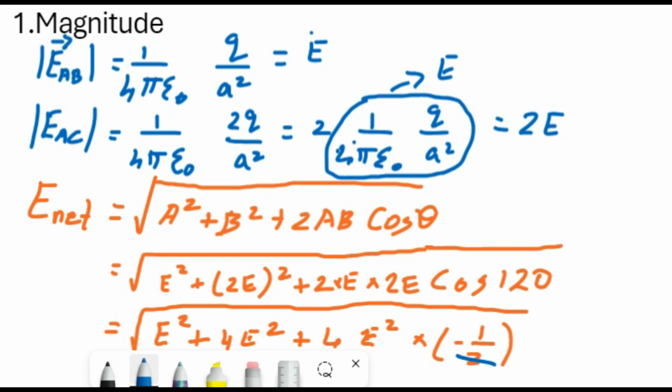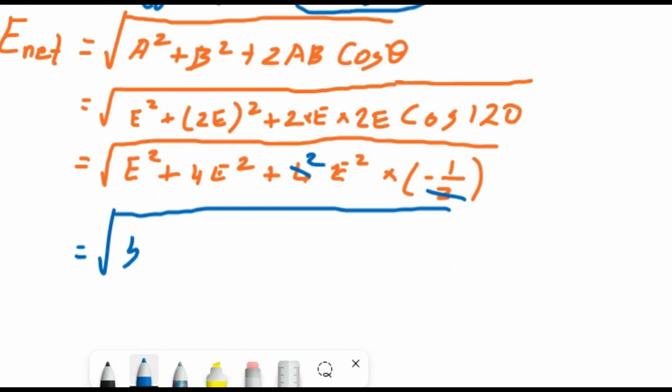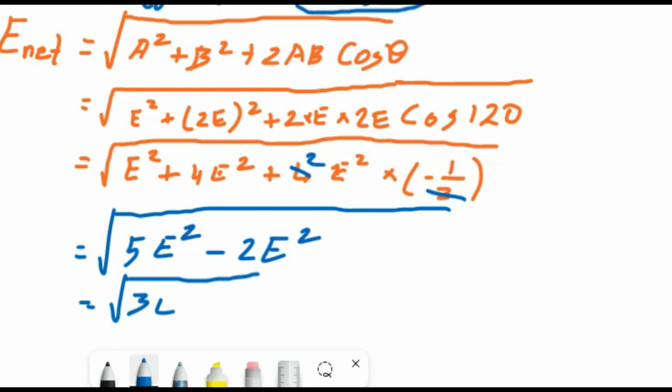Okay, now we will cancel that minus 1 by 2, that is 2, and that 4. So what we got now? Altogether E square plus 4E square is equal to 5E square. Okay, there's a minus, so that minus appears here, minus 2E square. So 5 minus 2 actually, so is equal to square root of 3E square. And we will take that E square outside now, because square root of E square will be equal to E only. So E and square root 3.